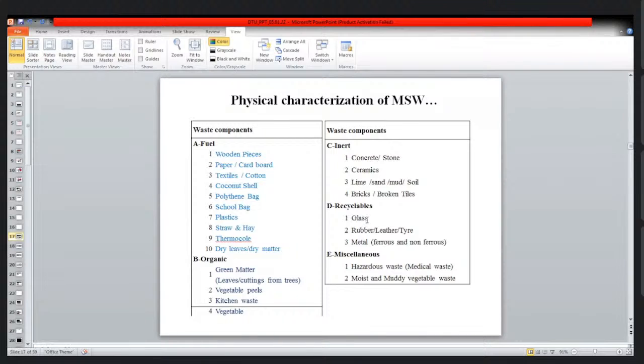Recyclables: glass, rubber, metal. Miscellaneous: hazardous waste, medical waste, and moist and muddy vegetable waste. These are basically the categories.